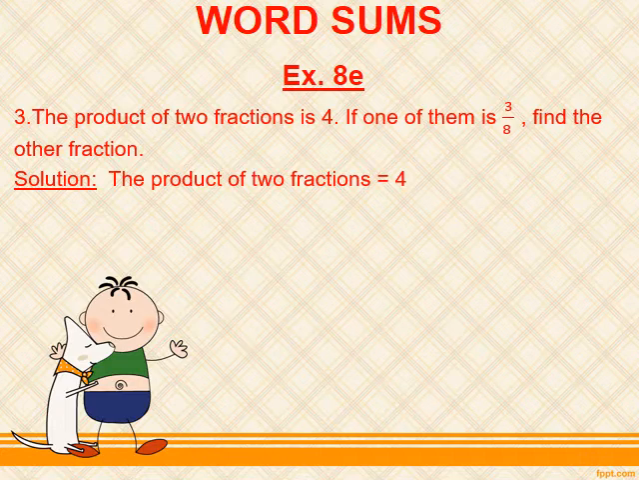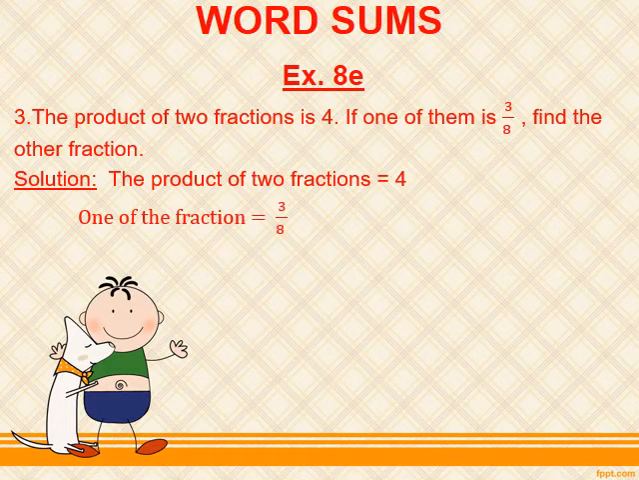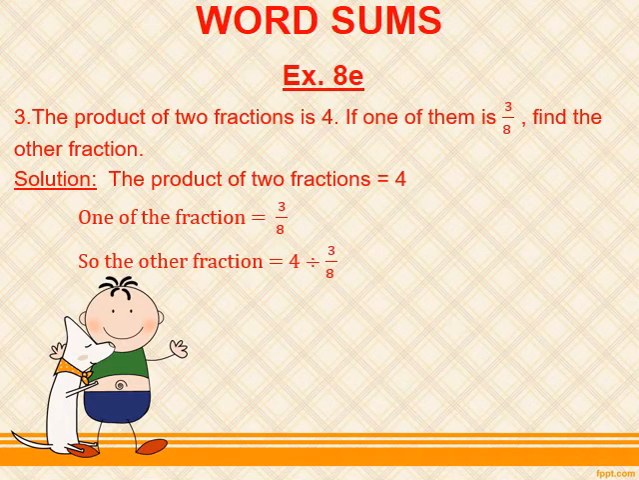The product of two fractions is equal to 4, which is already given in the question. One of the fractions is equal to 3 by 8, which is also given in the question. So the other fraction is equal to the product divided by one of the fractions, that is 4 divided by 3 by 8. Now children, this is equal to 4 multiplied by the reciprocal of 3 by 8, which is 8 by 3.